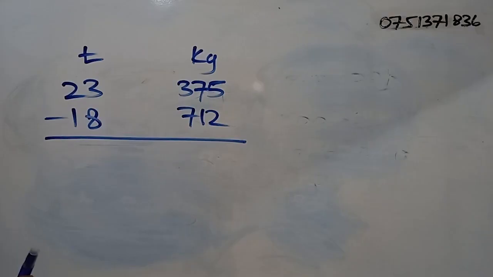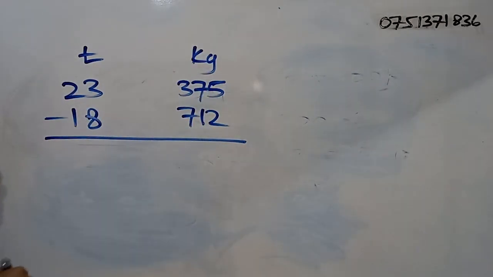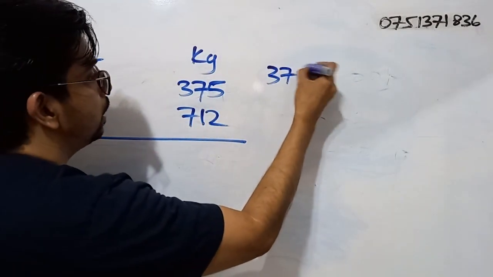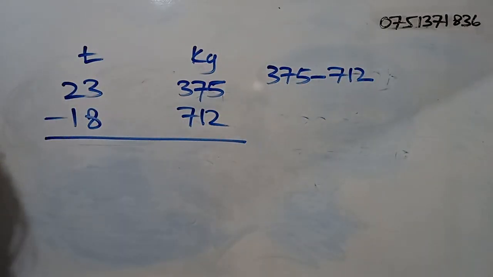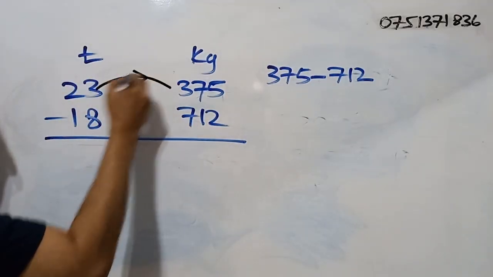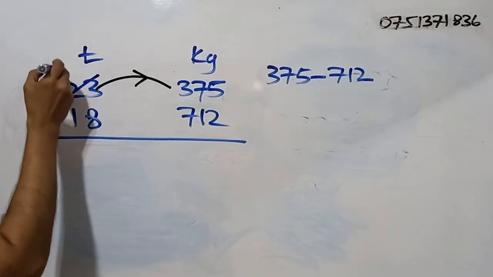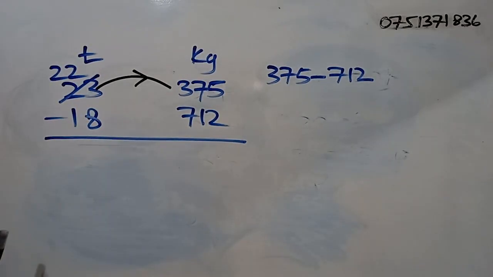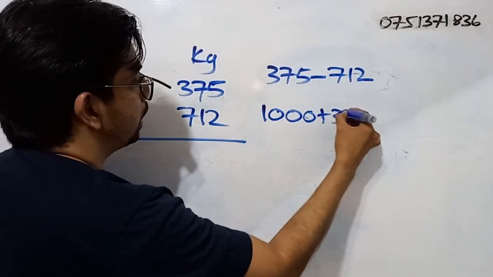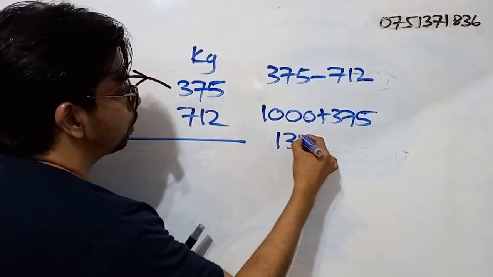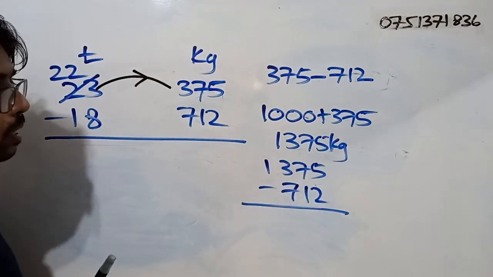Okay, so this is the third question in the tute. So we have to do a subtraction. So we start off from the kilograms column. So 375 minus 712. So we can't do this. So what do we do? We borrow a 1 from the metric tons. So when we do that, number of remaining metric tons will be what? 22. How many kilograms are there now? 1000 plus 375. So 1375 kilograms.